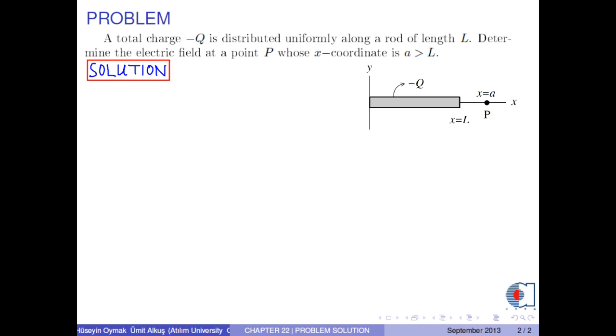Assume that at position x, there is a differential charge dq in a differential length dx. In order to find the electric field at point P, we assume that there is a positive test charge at this point. Because dq is also a negative charge, the electric field at point P due to dq is drawn from P to dq.